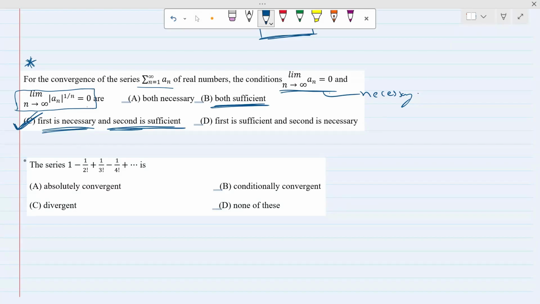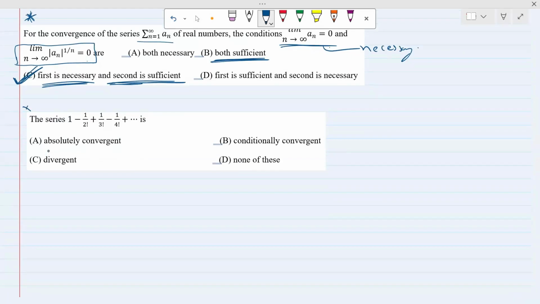Because in that case, the value of L is less than 1. So I can apply the root test and say the series is convergent. Okay, now one more easy question, but look at the options: absolutely convergent, conditionally convergent, divergent, none of these.